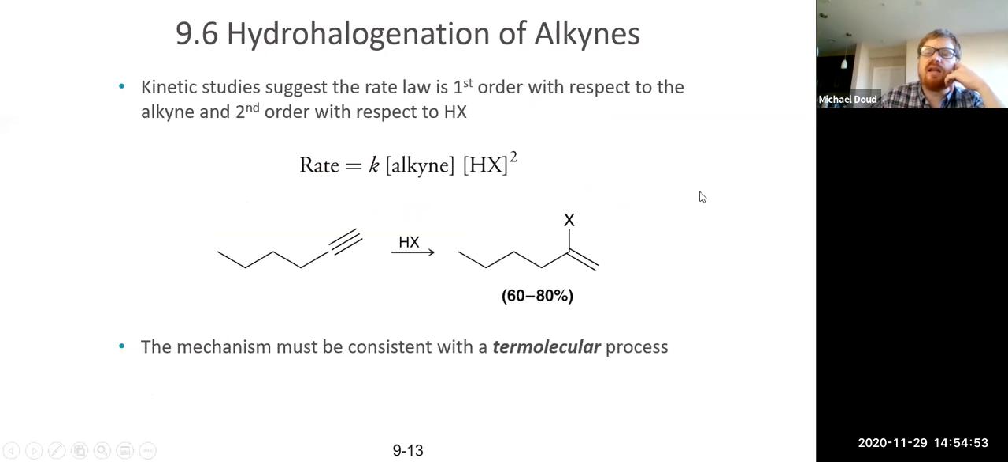And so when we look at the kinetic data, we actually find that the rate law of this reaction, so the rate of this reaction, is first order with respect to the alkyne and second order with respect to HX. This is a very rare, what's called a termolecular process, where the transition state or the rate determining step involves 3 different molecules. You may remember from your Gen Chem 2, that's really unusual. So something weird is going on here.